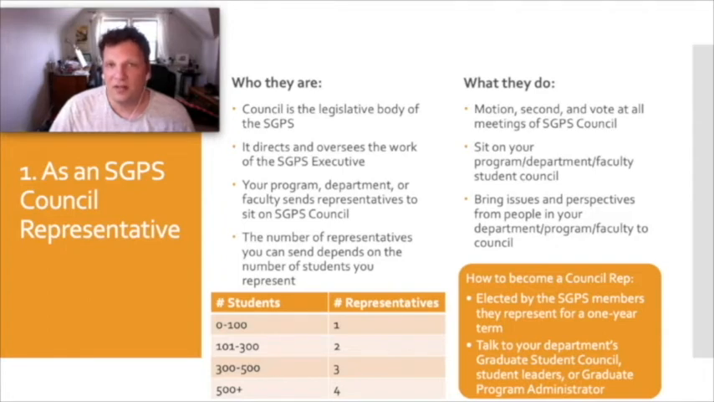If you're interested in more information, I would talk to your department's graduate student council, student leaders, or graduate program administrator. And if no one's sure, you can reach out to the SGPS as well. We can also provide you software to host online elections, if that's helpful.